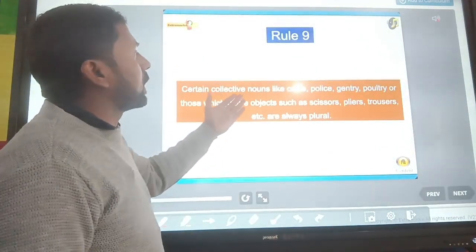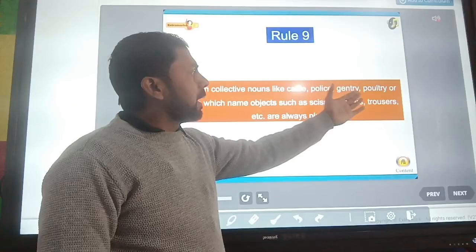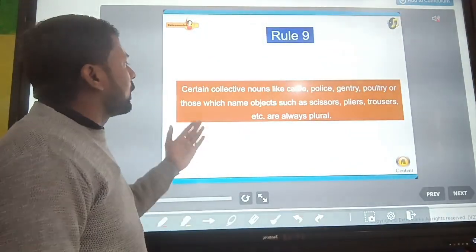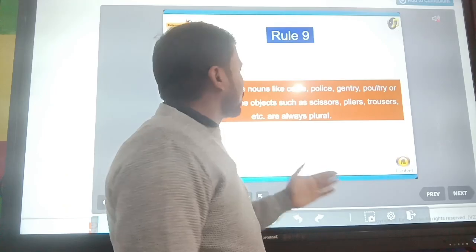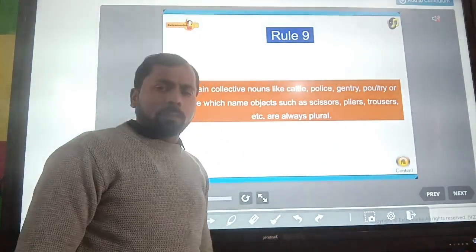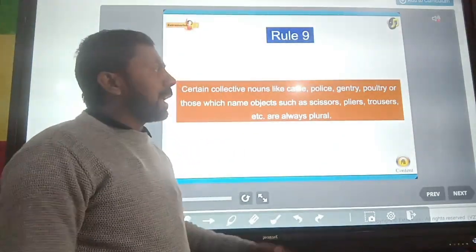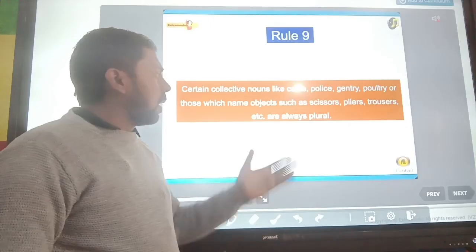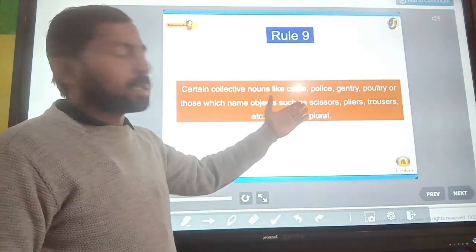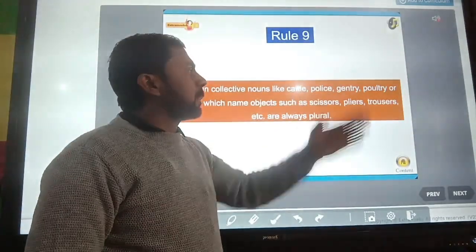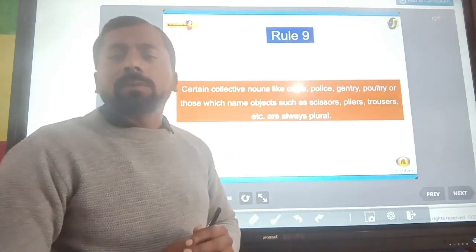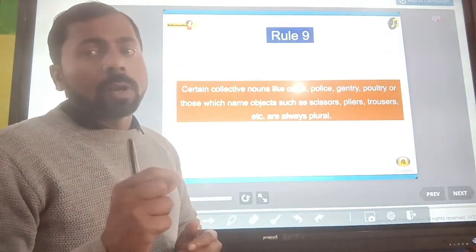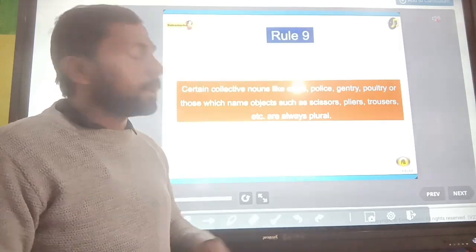Next, rule number 9. Certain collective nouns like cattle, police, gentry, poetry, etc., and nouns which name objects such as scissors, pillars, trousers, etc., are always plural in form. Is it clear? Any collective noun or paired noun like scissors, pillars, we always use with a plural verb. Is it clear?